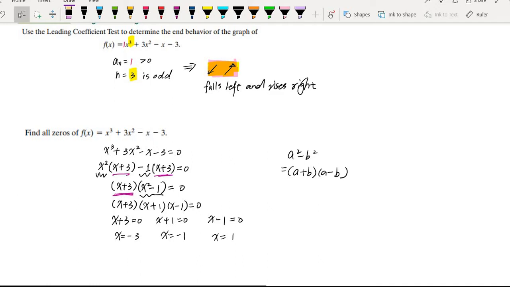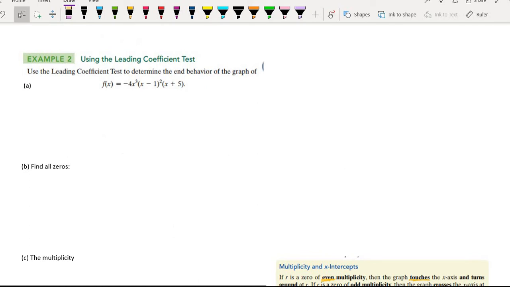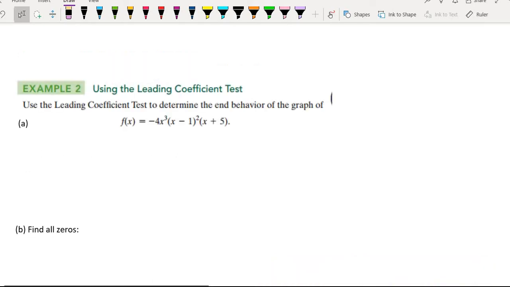So our zeros are negative 3, negative 1, and 1. Example 2, using the leading coefficient test to determine the end behavior of the graph of f(x) = -4x^3 (x - 1)^2 (x + 5). For this type of question, we're still going to do the same.